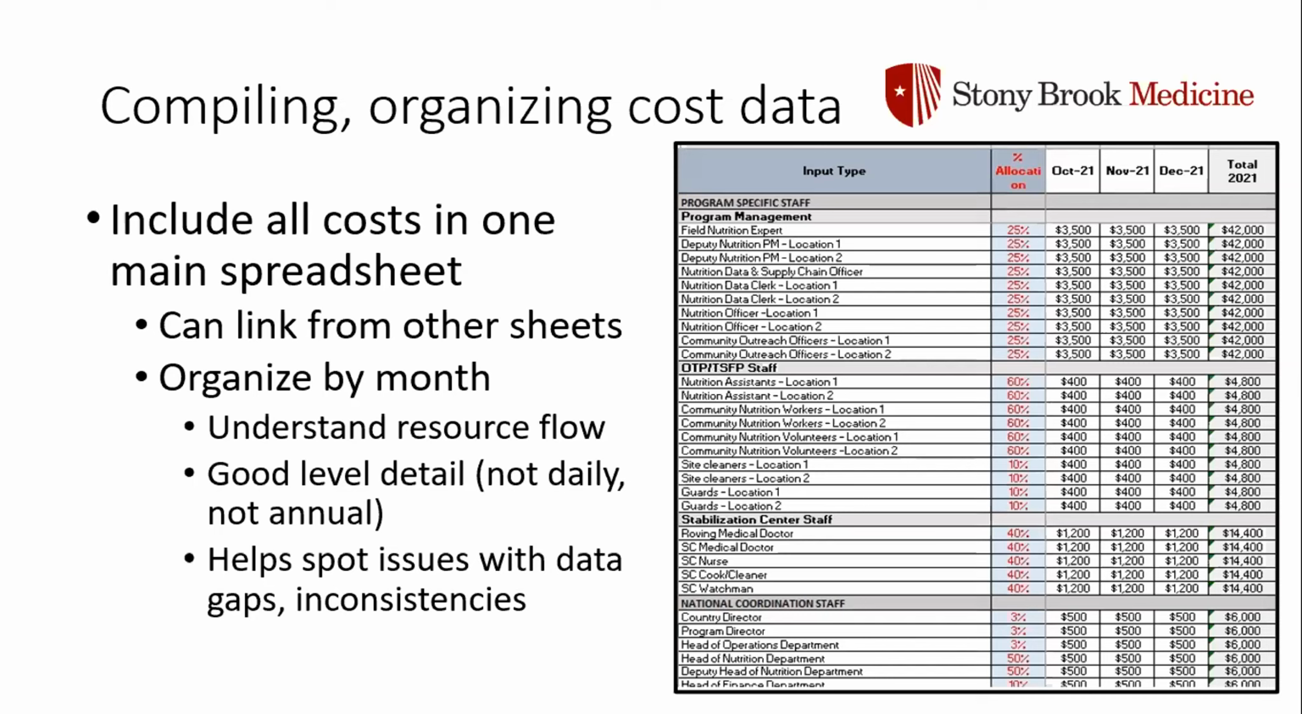It involves summing the data per each input type by month. This could be coming from different budget documents from different donors. Monthly cost data is a manageable amount of data for analysis purposes and can help you spot data gaps and inconsistencies without getting bogged down by too many details. So let's take a look.